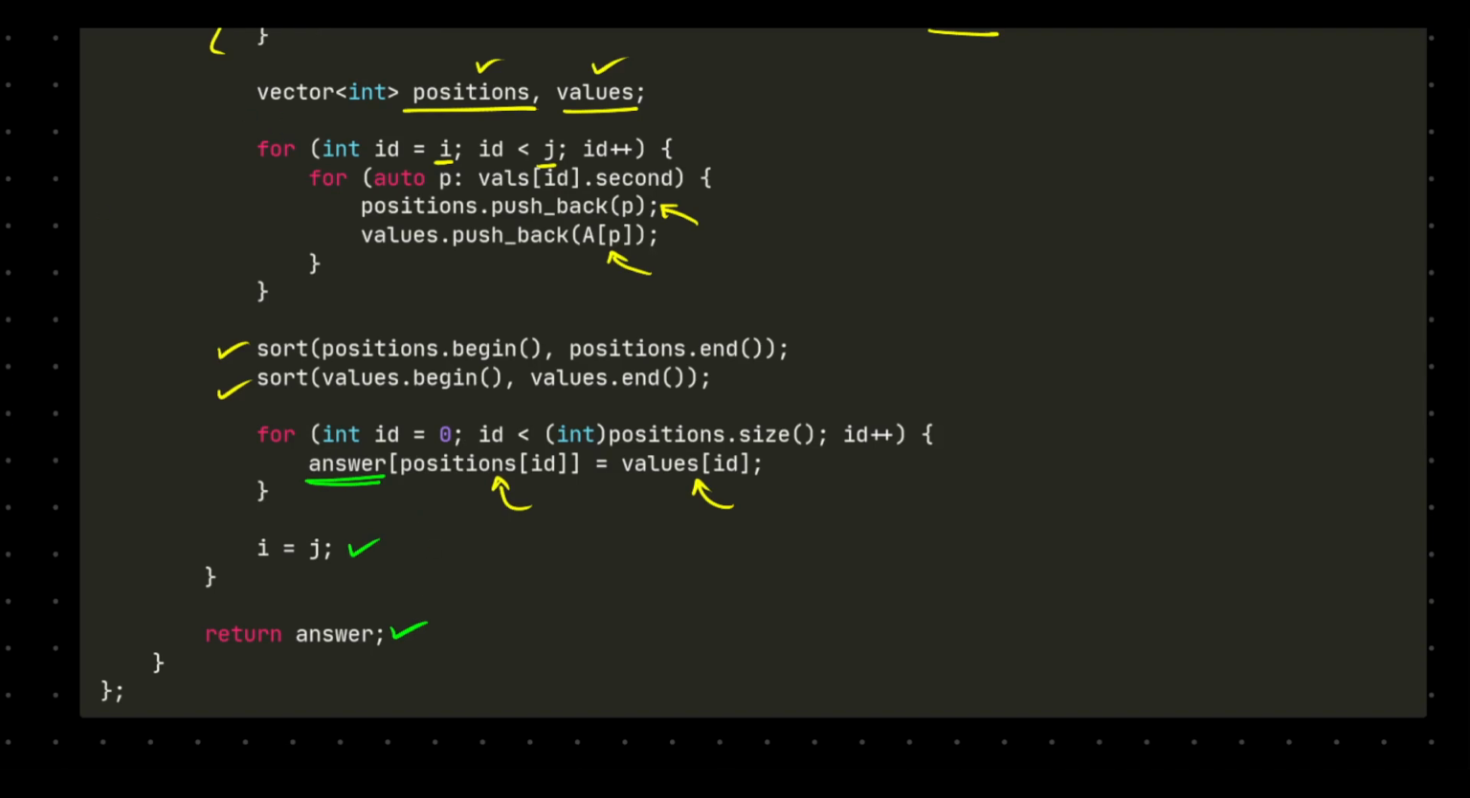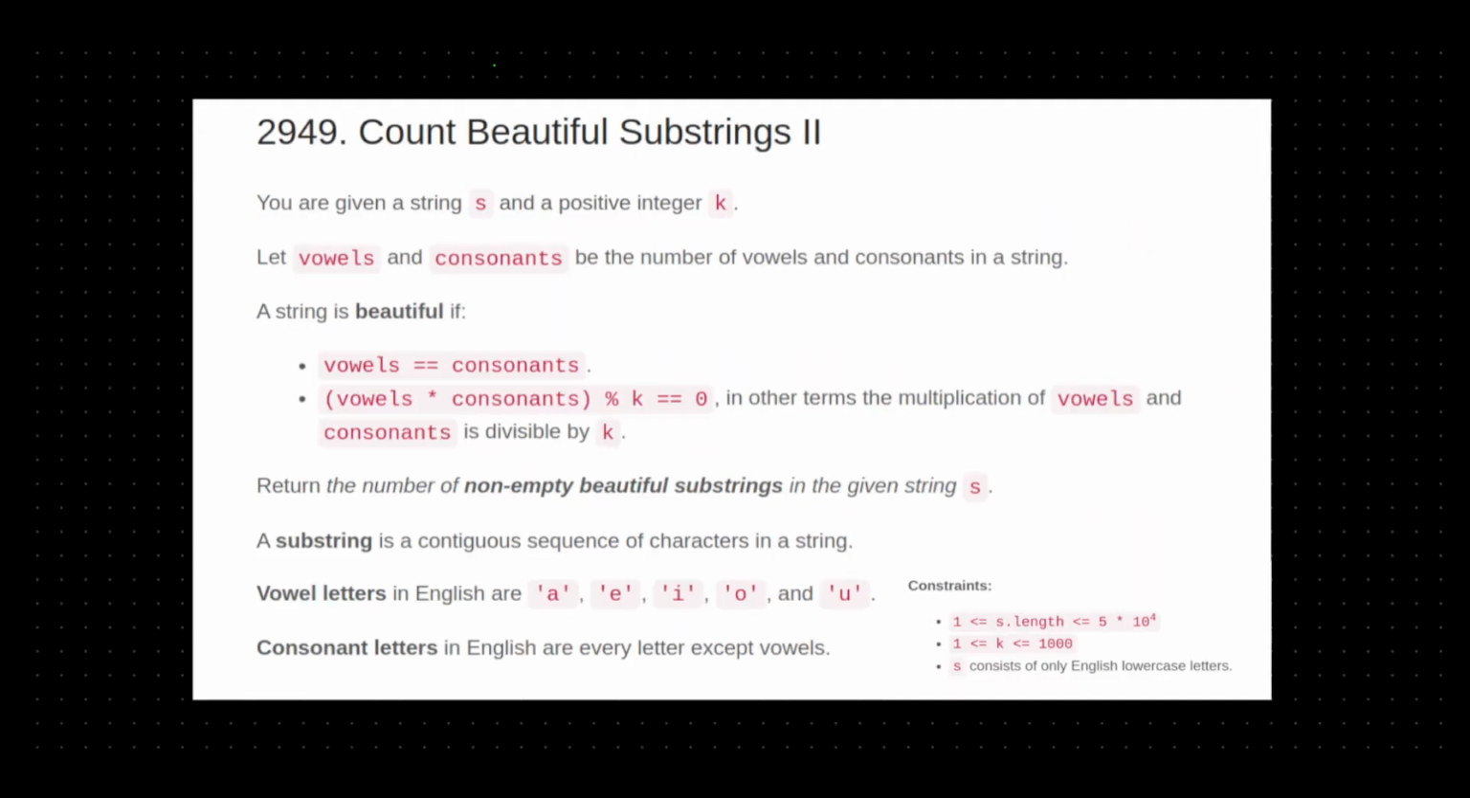Let's move on to the next question, the final one. This is the slightly harder version of problem 2. Let's try to understand this. You are given a string s and integer k, and the vowels and consonants are defined the same as we saw in the previous discussion. The only thing that has changed here is the constraints on the length and k.